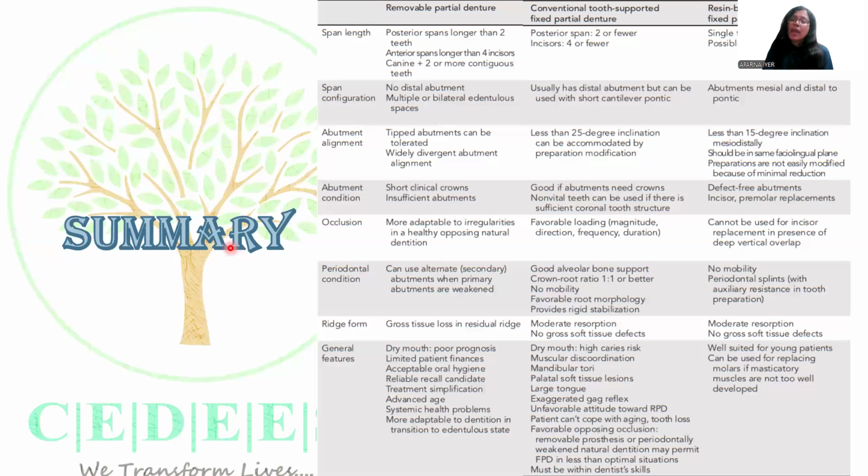To summarize, you can give a conventional FPD with a 25-degree inclination in the preparation modification, a good crown to root ratio of at least 1:1, no mobility, good root morphology, and provided there are no issues for giving the FPD. An RPD is not indicated, especially in cases like gag reflex or muscular incoordination where the patient is not comfortable using the RPD, or in case of a torus. In all these situations, you need to consider giving a conventional FPD, and resin bonded is indicated as a temporary option wherein the abutment teeth are within 15-degree inclination.